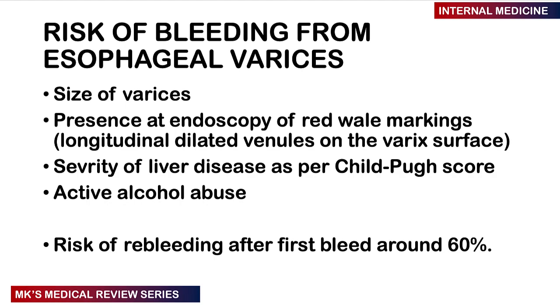And class A will have a survival of about 1 year, survival of about 100%. So after 1 year, 100% of your patients in class A will still be alive. While as you go to the higher classes, for example, class C, you have a significantly lower percentage. About 40% of them will be alive. I'll show you the Child-Pugh score very shortly in the next slide. Then active alcohol abuse also will increase the risk of rebleeding.